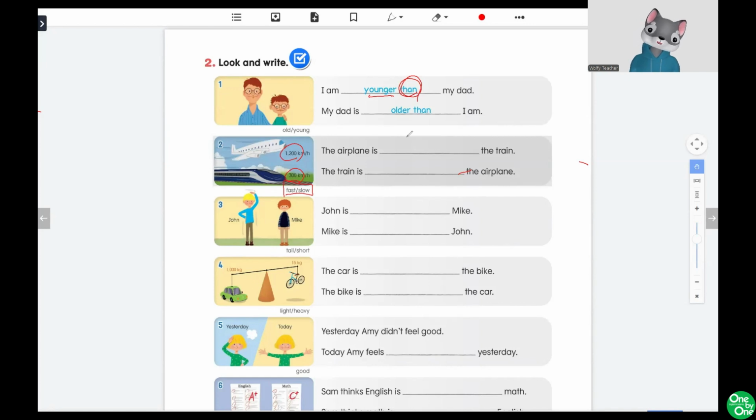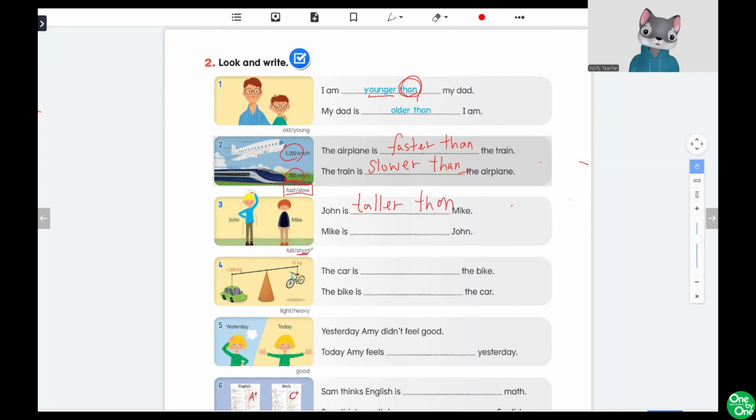Right, that's good. The airplane is faster than the train. The train is slow니까 어떻게 써야 되지? Comparative, slower than the airplane. Very good. John is. What do we need to say? John is taller. Very good. John is taller than Mike.